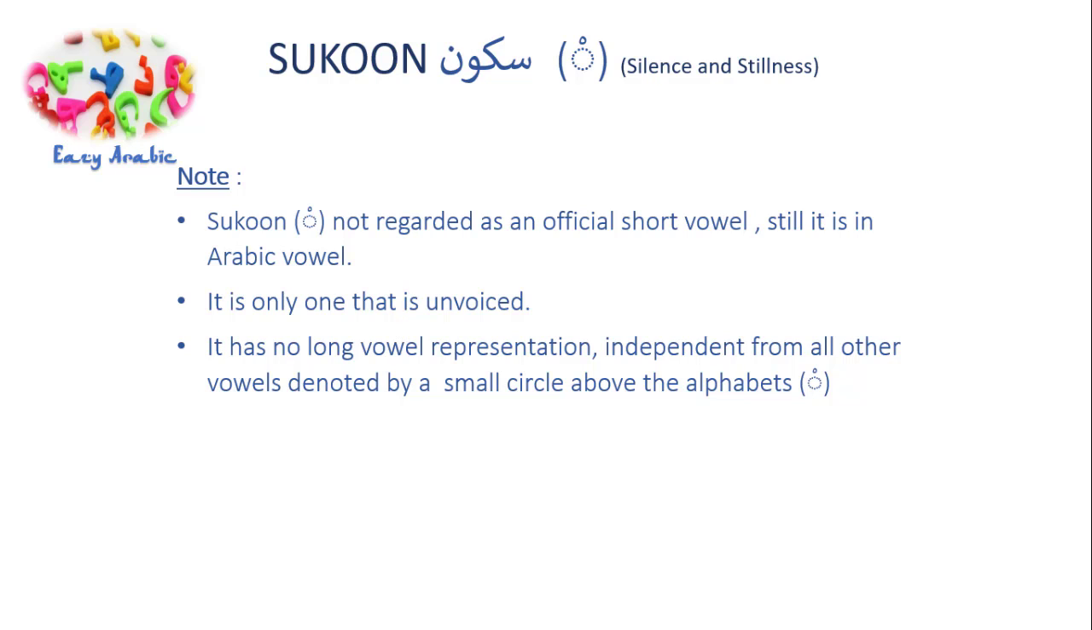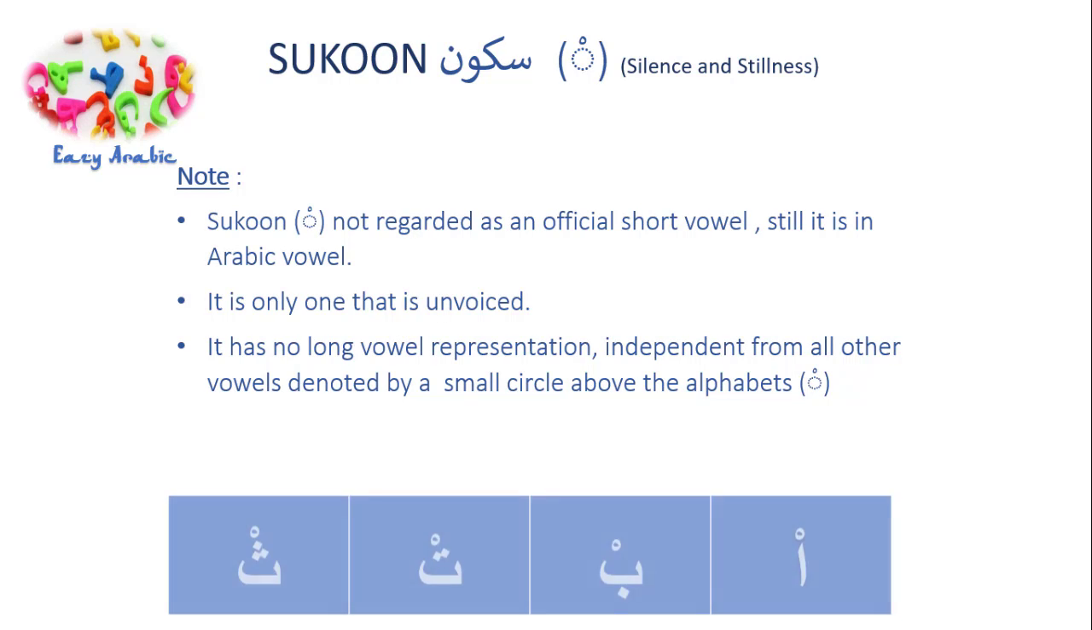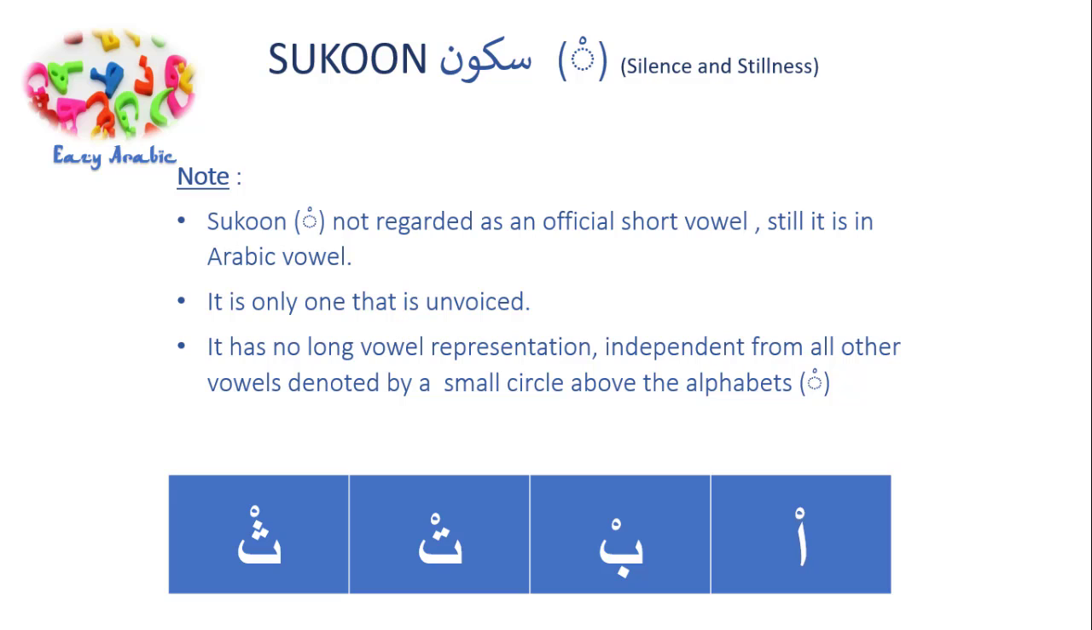It is a small circle above the alphabet and independent from all other vowels. It has no long vowel representation. Let us consider the first four alphabets with a sukun. Alif and sukun gives a. Ba and sukun, b. Ta and sukun, t. Fa and sukun, f.